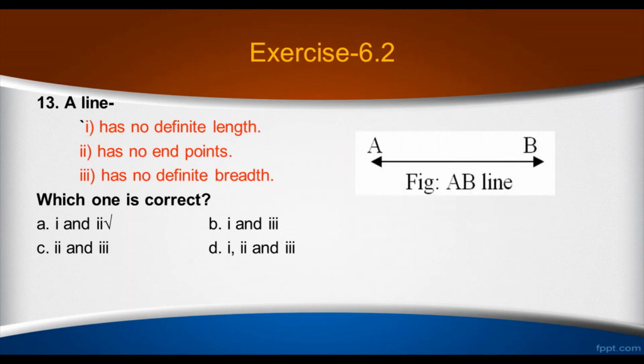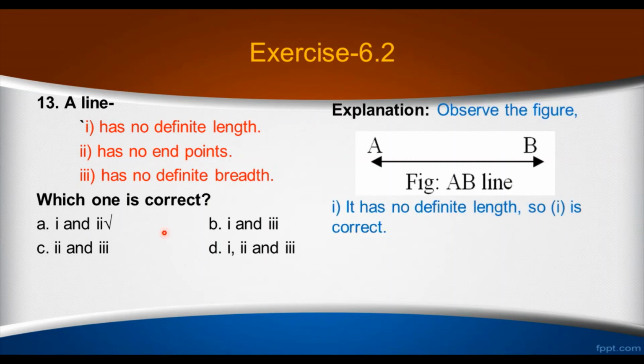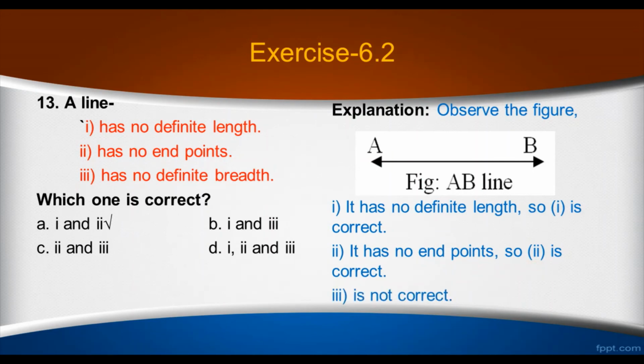Let me show you the explanation. So this is the figure of a line, my dear students. Observe the figure. It has no definite length. So 1 is correct, obviously. It has no end points. So 2 is correct, obviously. And 3 is not correct because a line has no definite breadth. There is no discussion of breadth in the line.